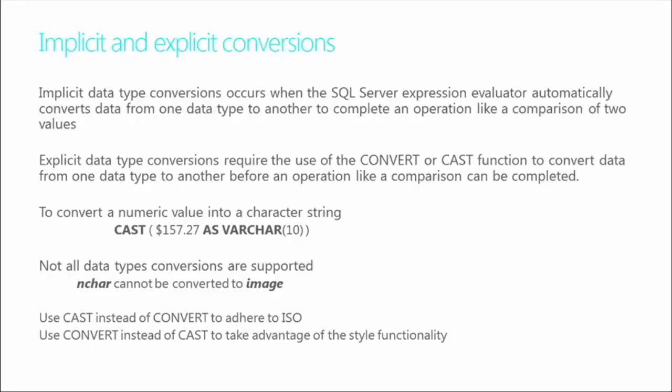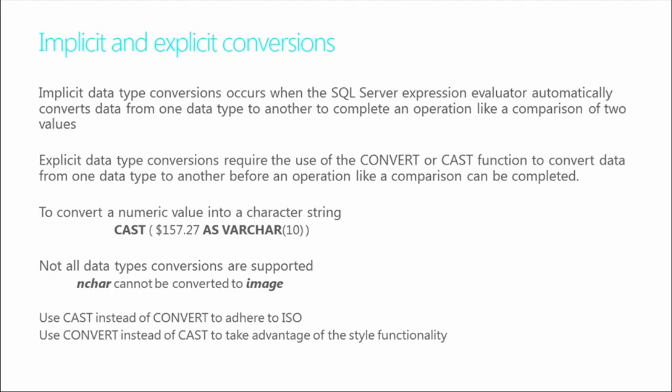There's an example here in the slide of casting $157.27 as a varchar. So it's going to convert that and now store that as a varchar and be able to work with that using that new data type here. But again, not everything's supported. For instance, an nchar cannot be converted to an image data type. Most everything, as you stay within the common data types, you're pretty safe. But if you're going to get into some more unique ones, like image, those you have to be a little more cautious about.